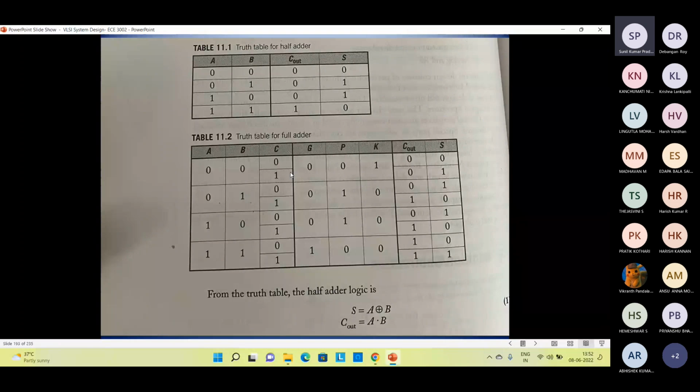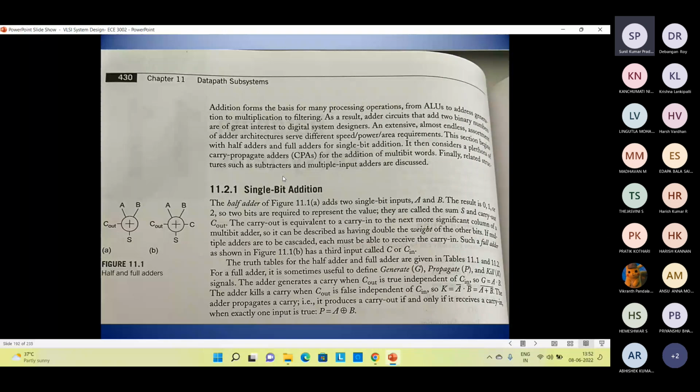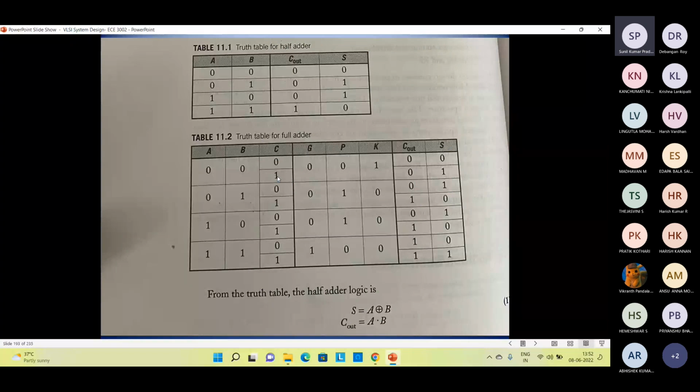Based on this, the truth table of the full adder is defined. The combinations of A and B are the same as the half adder, so we will take 0 0, 0 1, 1 0, 1 1. The only thing is that the third input, which we are taking as C in the full adder, can be any combination, 0 or 1. So for each combination of A and B, the C input is added. For A and B 0 0, C can be 0 or 1. Similarly for A and B 0 1, C will be 0 or 1. If A and B is 1 0, C will be 0 or 1. If A and B is 1 1, C will be 0 or 1.